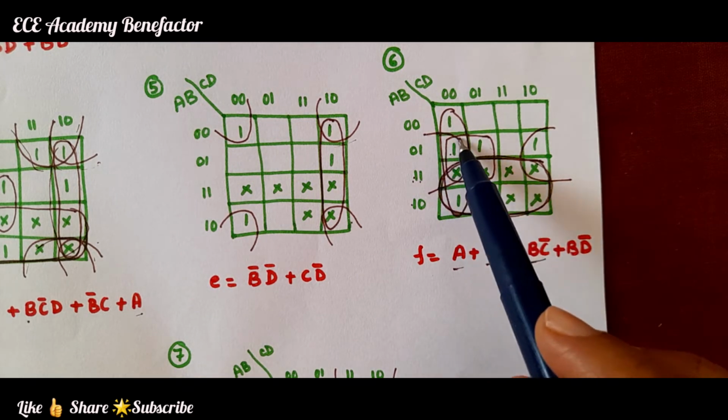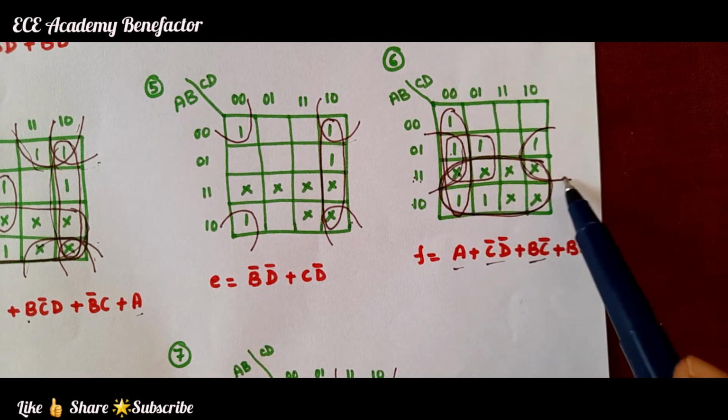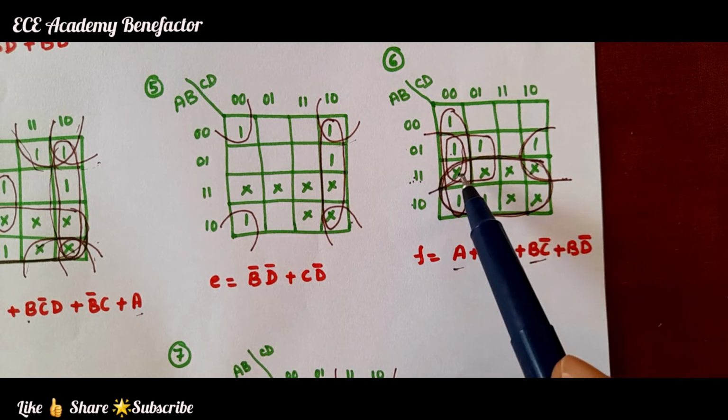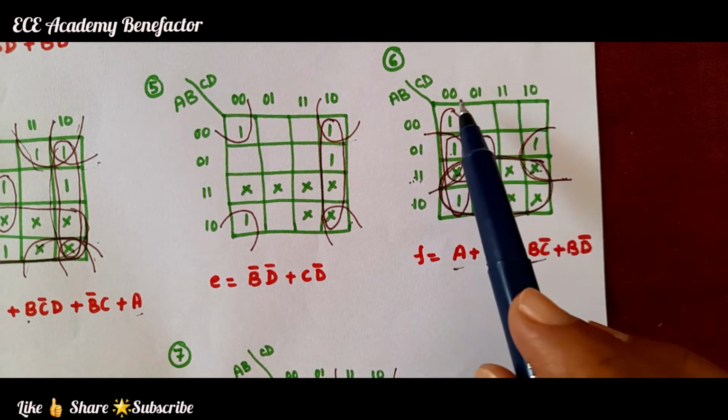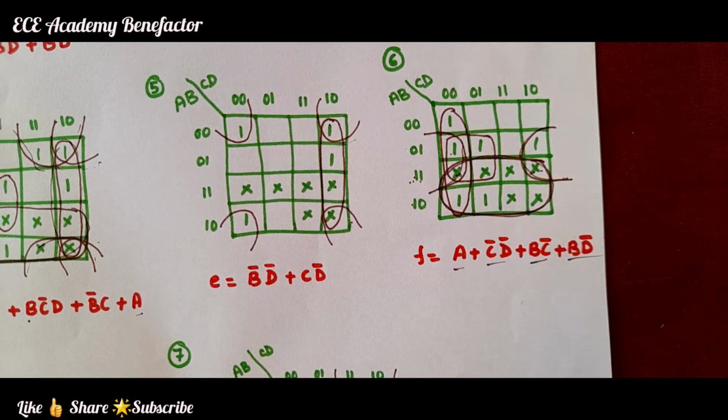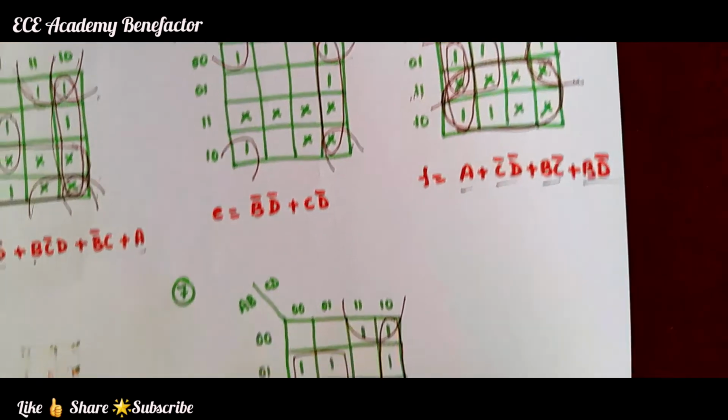And here one overlapping quad is there. So here in these two rows what is common? 1. In these two columns what is common? 0. So B D bar. Like this we have written for F.